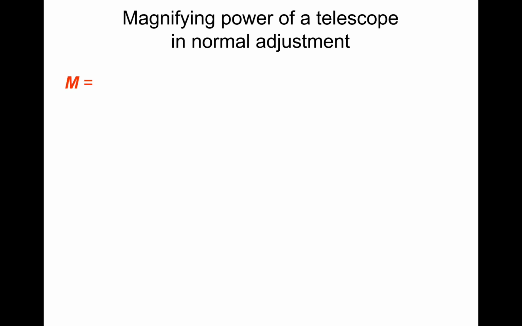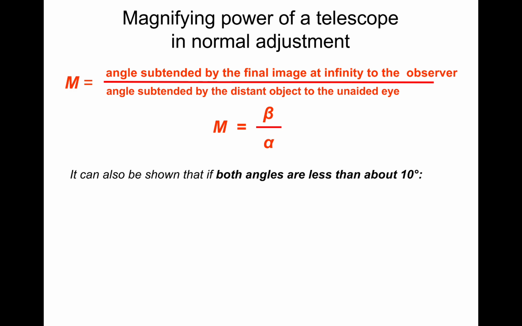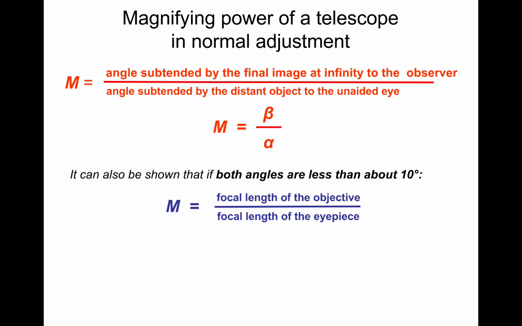So, the magnifying power of a telescope in normal adjustment. The magnification is the angle subtended by the final image at infinity to the observer, divided by the angle subtended by the distant object to the unaided eye. So quite simply, magnification is beta divided by alpha. Beta is the telescope, alpha is the human eye. Also, if angles are small, less than 10 degrees, magnification is also equal to the focal length of the objective divided by the focal length of the eyepiece. So magnification is f0 divided by fE. If you want to get that written down, then we'll do a couple of practice questions.